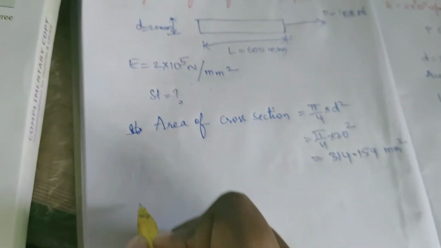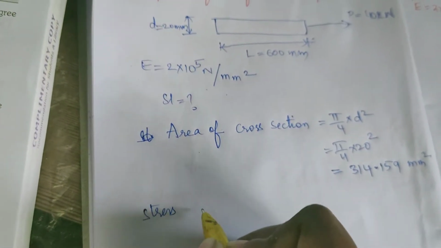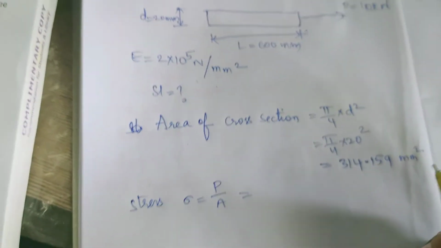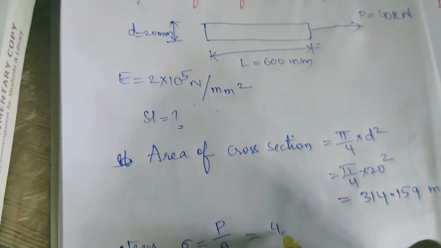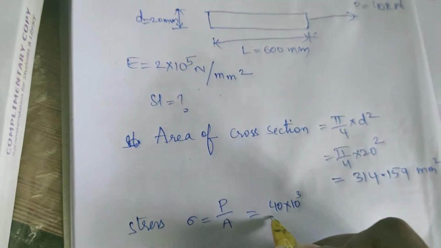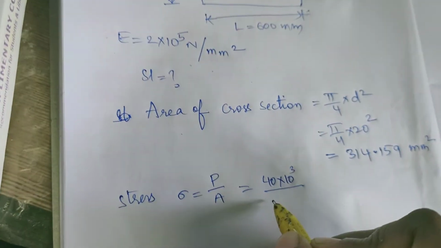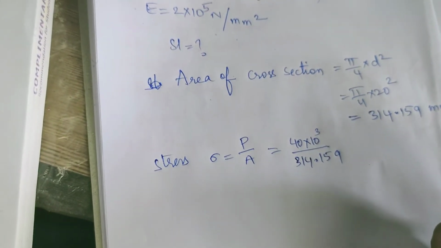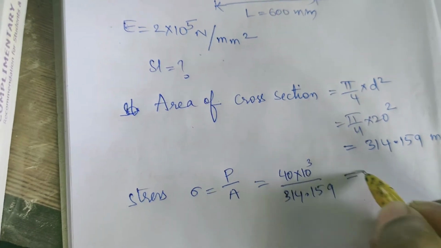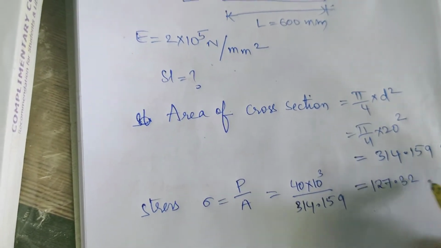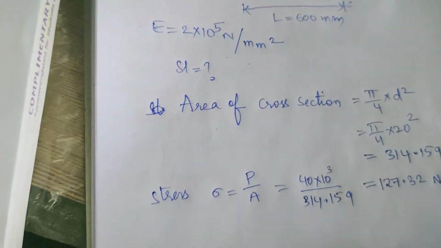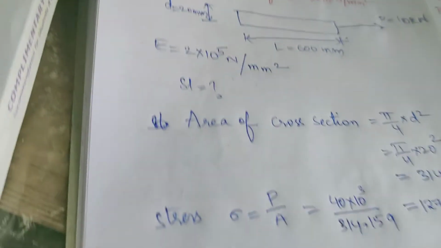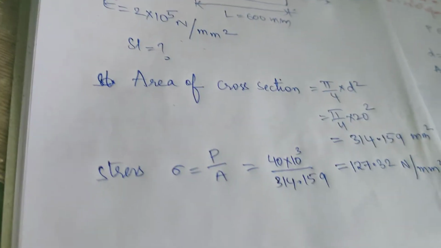Next, we need to find the stress. Stress sigma is equal to load by area of cross section. The load is given, that is 40 kilonewtons, I am just taking it in newtons, by the area, which is 314.159. So this value is 127.32 Newton per mm square. This is the stress value which we obtain. Next, we want delta L.